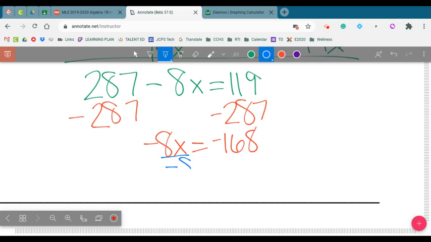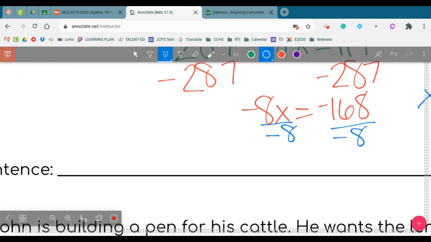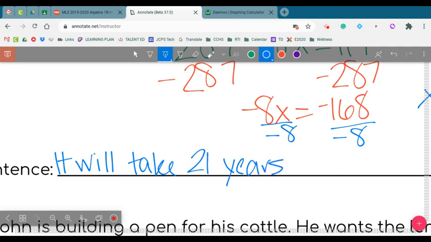Last step, we divide by negative 8. We get x equals 21. So how many years will it take? It will take 21 years for the number of students to be the same.